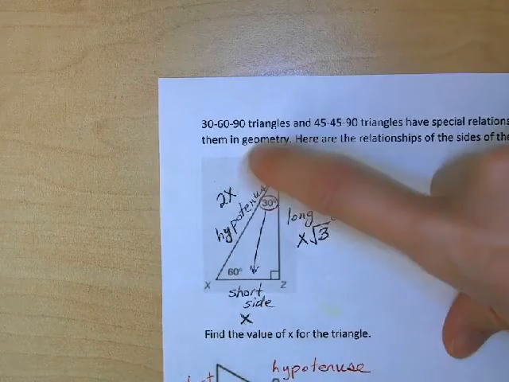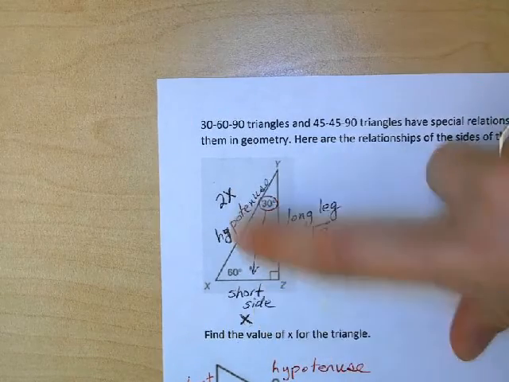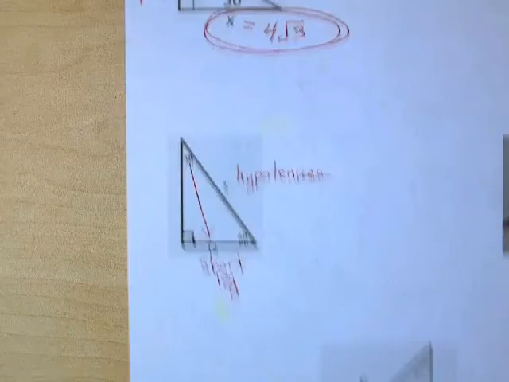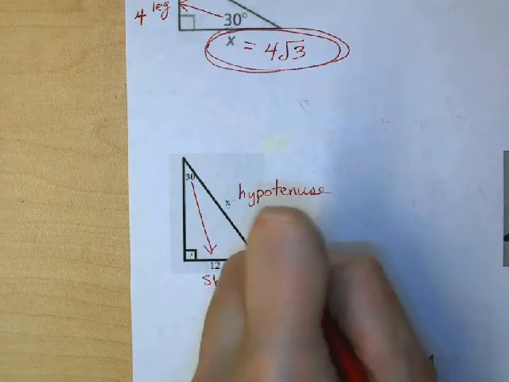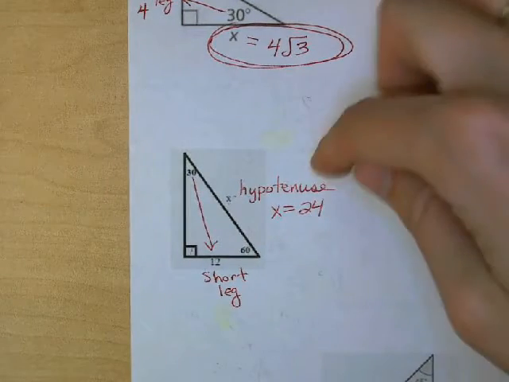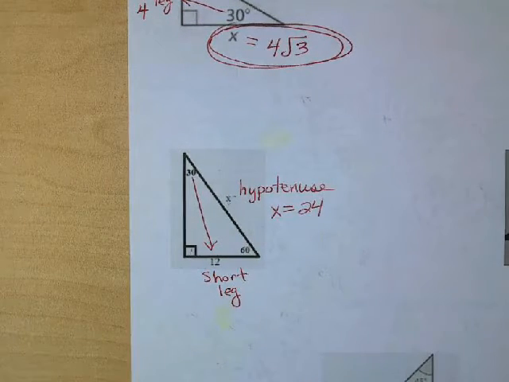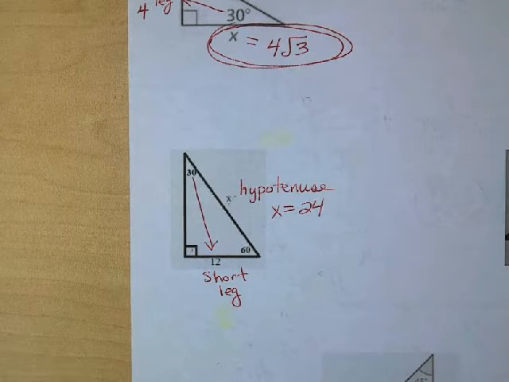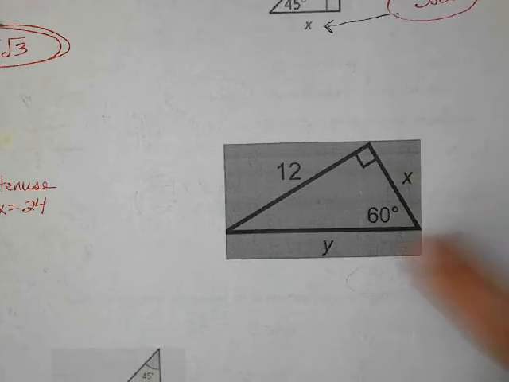Short side to the hypotenuse. What do you have to do? Times it by 2. So what's the answer? 24. Yeah, x equals 24. Twice as long. Hypotenuse is twice as long as the short leg. It was just 12 times 2. You're kind of getting the hang of it? Okay, let's try the next picture.